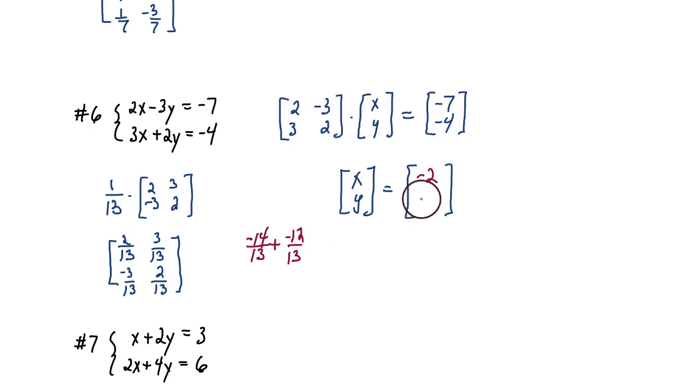Now let's work on the answer in the second row. So -3/13 times -7 is 21/13 plus 2/13 times -4 is -8/13. And 21 and -8 is 13/13, which reduces to 1. And so the answer is -2, 1.